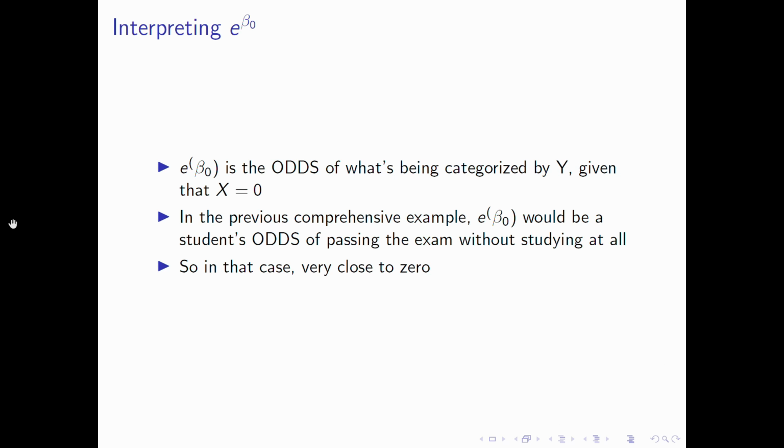Now, for logistic regression, the beta naught term is very similar to that in linear regression in that it's sort of like the intercept. In our case, the exponential term to the beta naught is the odds of what you're categorizing by y given that x equals 0. To put that in terms that make a little more sense, in the previous comprehensive exam example, the exponential term to beta naught would be the student's odds of passing the exam without having studied at all for it. As you can imagine, extremely close to 0.